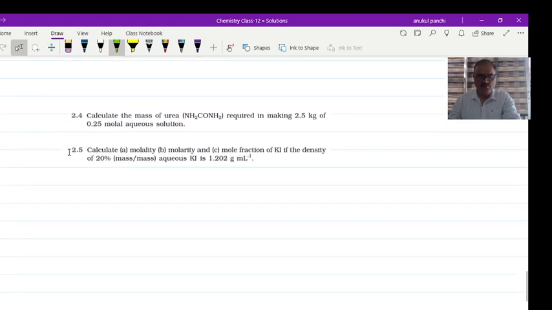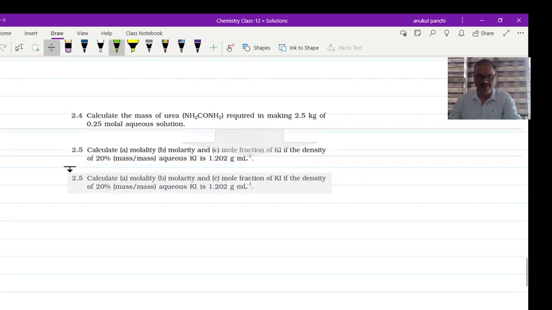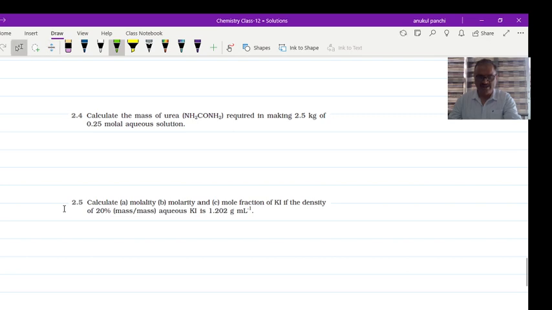Now, numerical 2.4. Calculate the mass of urea, NH2CONH2, required in making 2.5 kg of 0.25 molal solution. See, the mass of urea required we have to calculate. Given mass we have to calculate. The total mass of solution is 2.5 kg and the molality of the solution is given, which is 0.25. Okay, and the formula of molality you can apply and get the answer.